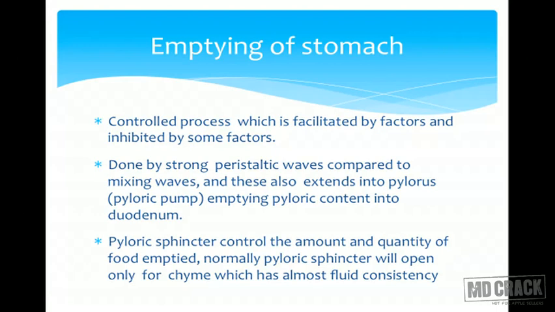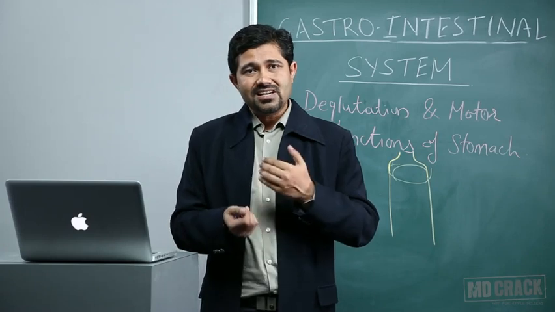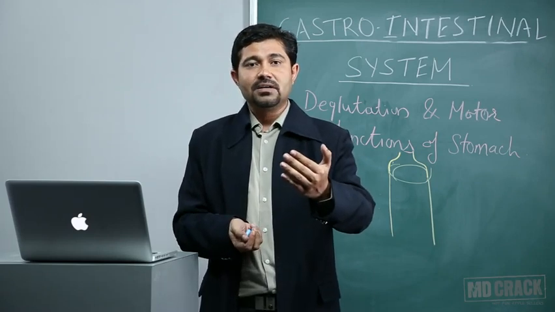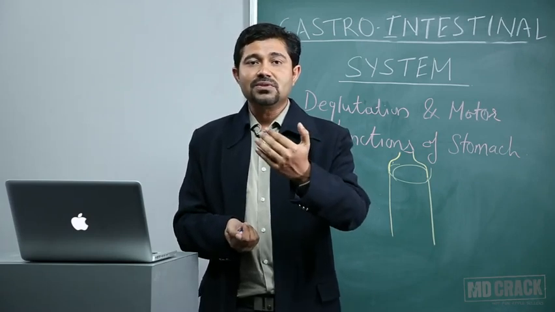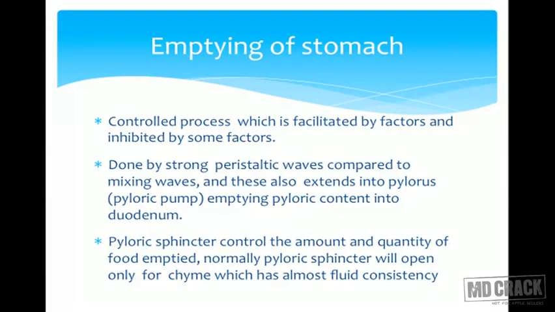Next is the emptying of the stomach. Now this is a very important factor. As I told you, the body has to ensure that the intestine is not overloaded. So there are some factors which facilitate the emptying of the stomach, and certain factors which will inhibit the emptying of the stomach. The pylorus is the one which will make sure how much of the chyme goes to the duodenum.